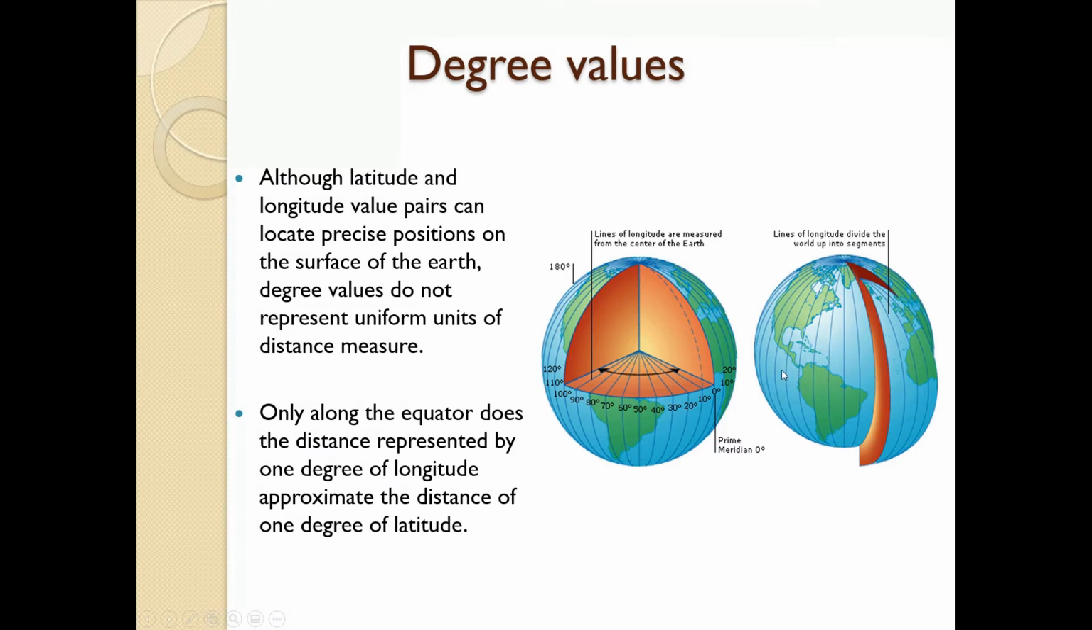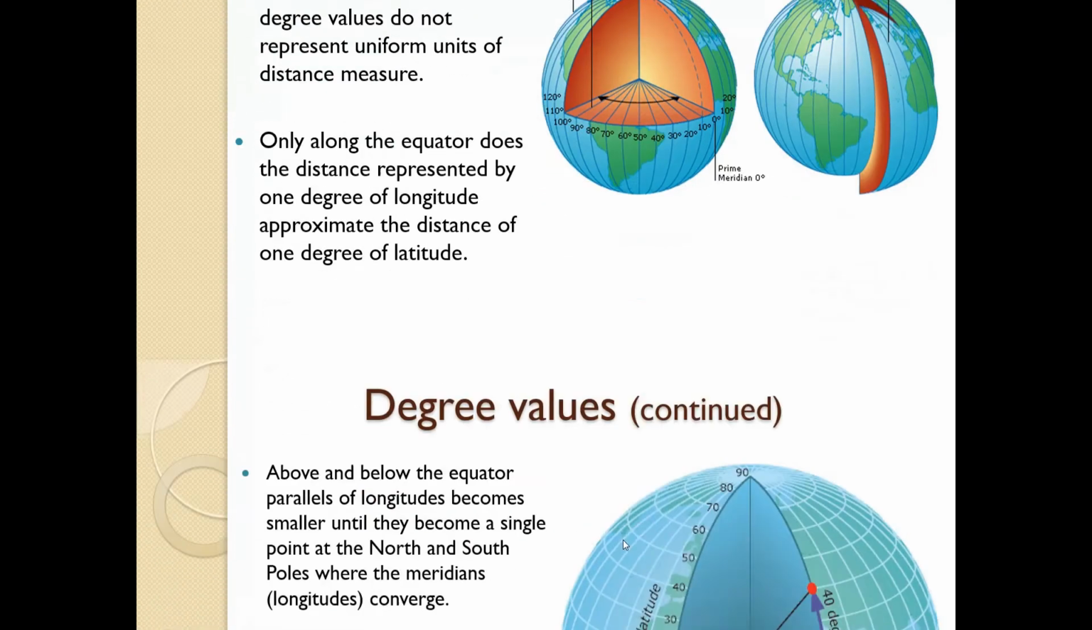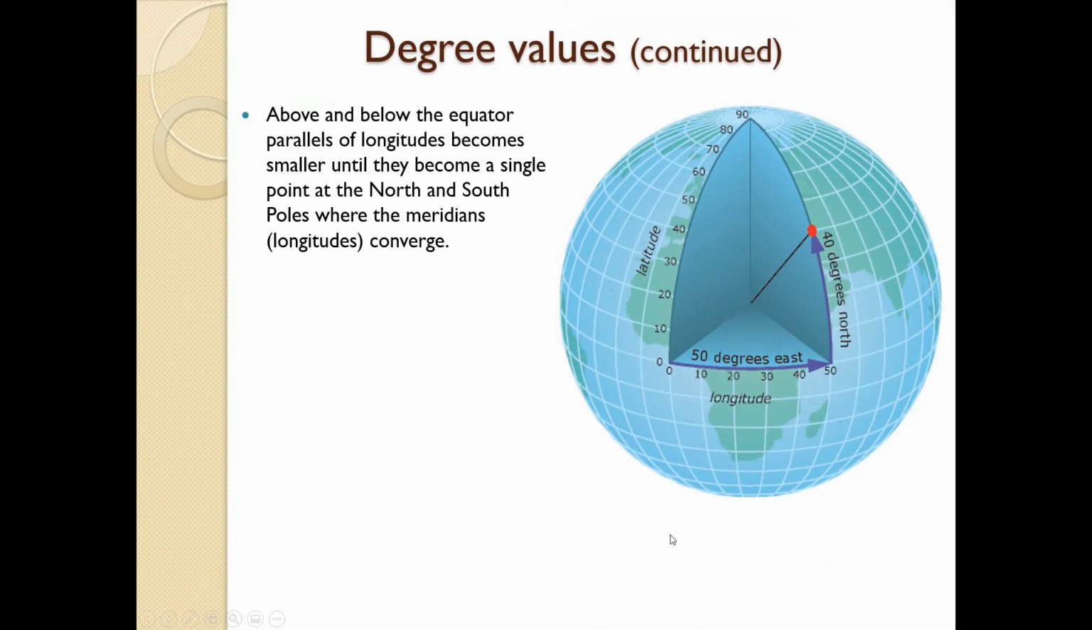Right around here, which is the equator, the 0 latitude line, the vertical and horizontal distance for 1 degree is pretty much the same. But as you go further north here, the longitudes get more and more narrow, but the latitudes remain pretty much the same. And you can see it better here.